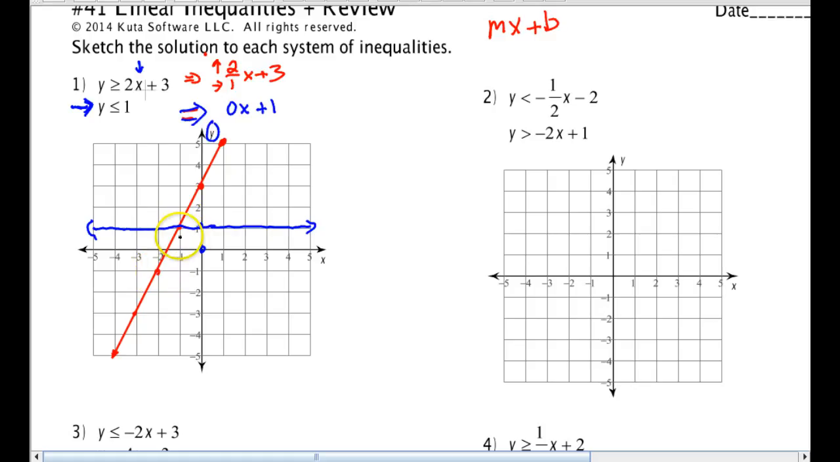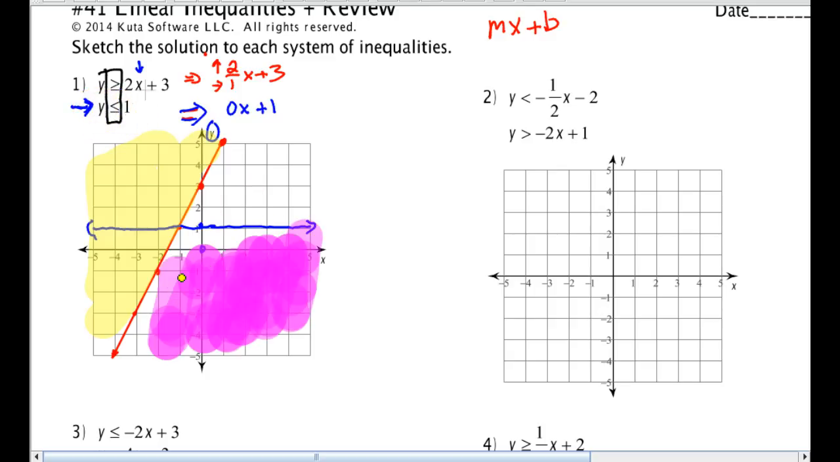Alright, one more thing, what's missing? Yeah. So you can see we have shading here. So a couple ways of doing this, just watch up here first. One way is to say, I'm just going to do one by one. I want to shade everything greater than the red line. That means above. So I go ahead and I shade everything. That's one way of doing this. And then I do the same thing for the other one. I want to shade everything less than 1, everything below the blue line, and I do this.